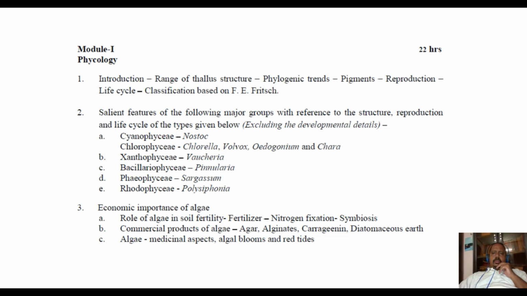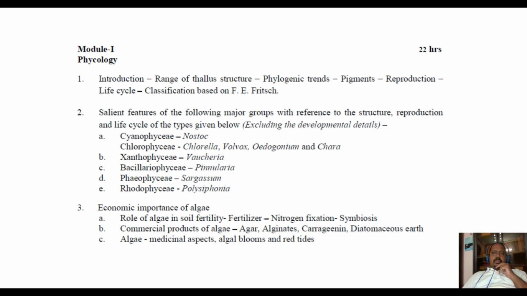Then the pigmentation, the presence of different types of pigments in different algae, and their importance with respect to their habitat, where the availability of light is very limited in the deep sea, where the red algae are abundant. Similarly, the phytoplanktons present on the surface of the sea have actively photosynthetic thylakoids. So the pigmentation is a very important character for algae.